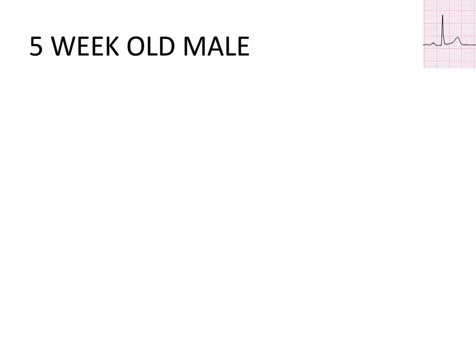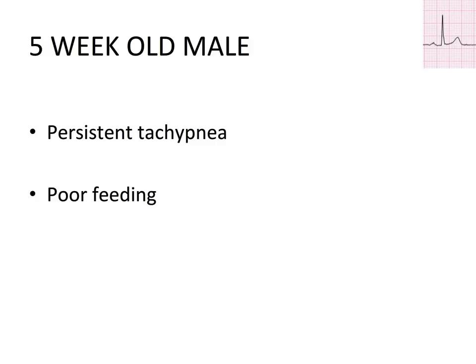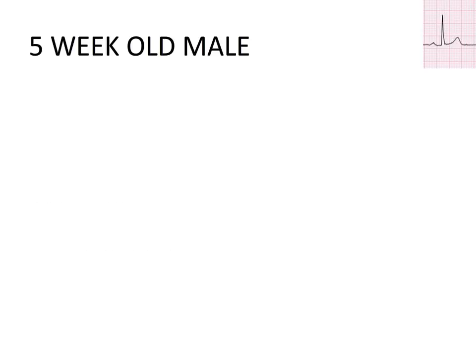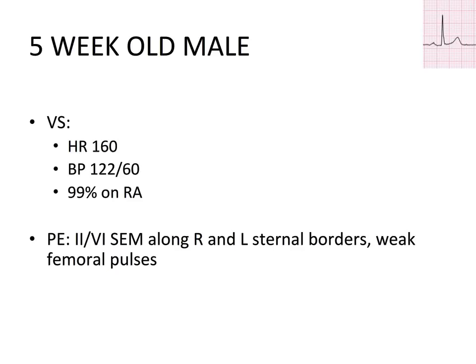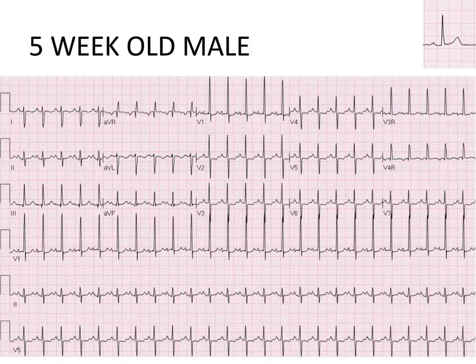You still have a 5-week-old male with persistent tachypnea, poor feeding, and a heart murmur. This time, your physical exam shows a heart rate of 160, a blood pressure of 122/60, and oxygen saturations of 99% on room air. On exam, you find a 2 out of 6 systolic murmur at the right and left sternal borders and weak femoral pulses. You decide to get an EKG. And this is what you see.